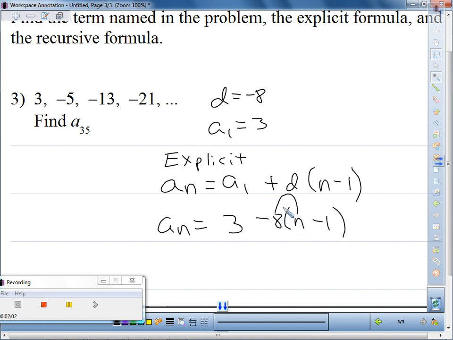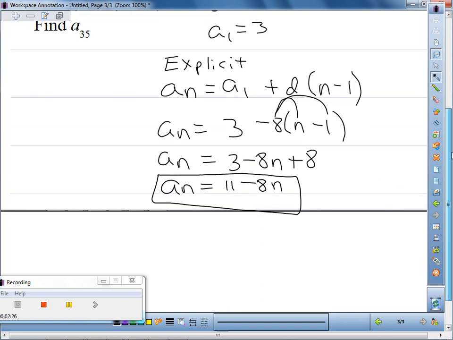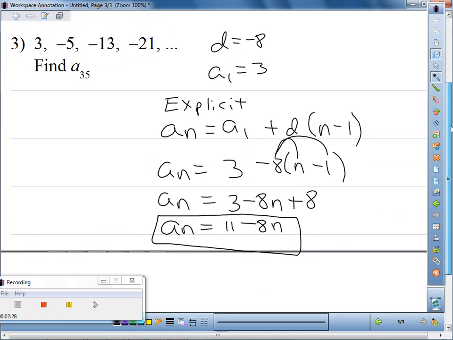We need to distribute the -8 so that we get 3 minus 8n plus, because we have a negative times a negative, 8 is all equal to a sub n. Here we'll combine like terms so that we end up with a sub n is equal to 11 minus 8n. That is our explicit form of this sequence.